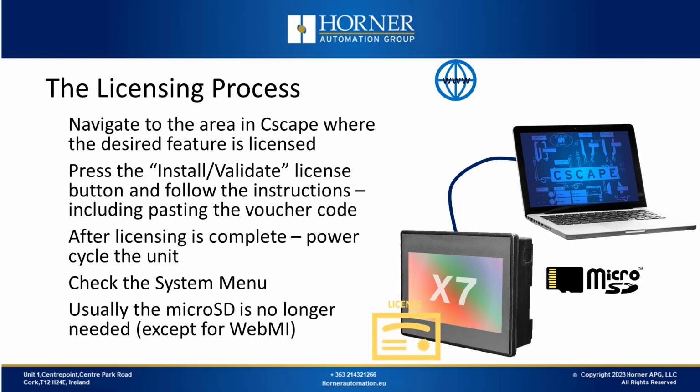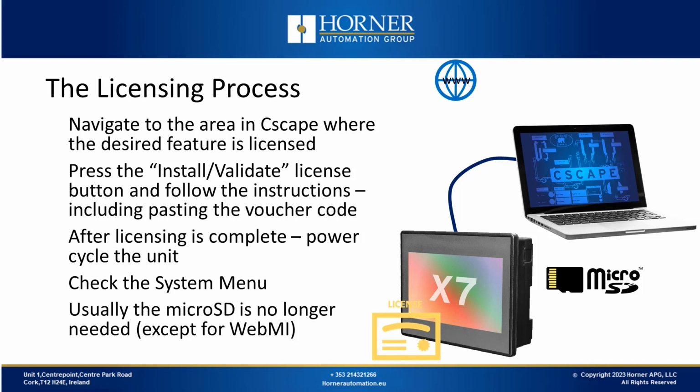Next, you navigate within Cscape to locate the area that contains the licensing trigger for the specific feature you want to license. The exact location may vary depending on the feature you are licensing. For example, if you want to license WebMI, you will go to the graphics editor, and for CANopen, you will need to access the hardware configuration. We will guide you through the process for each feature, indicating where you need to go to obtain the licenses. Once you're in the right location in Cscape, there will be an Install Validate License button. Simply follow the instructions provided.